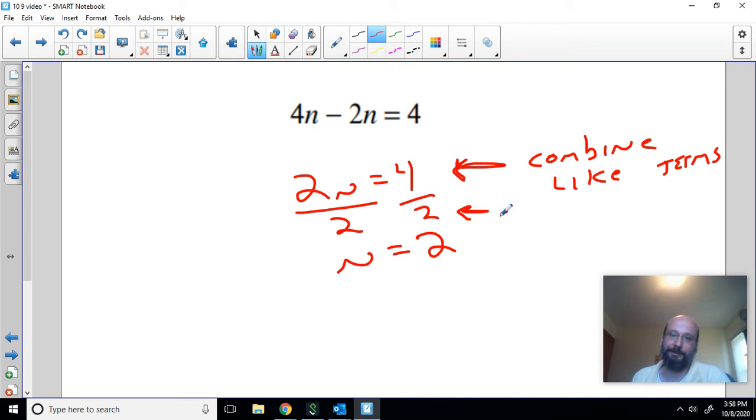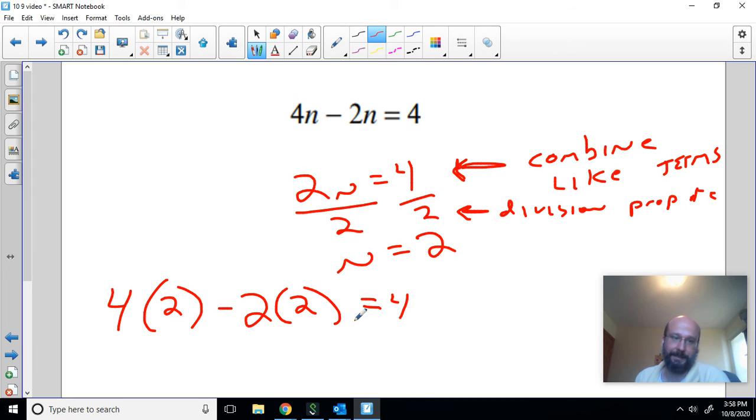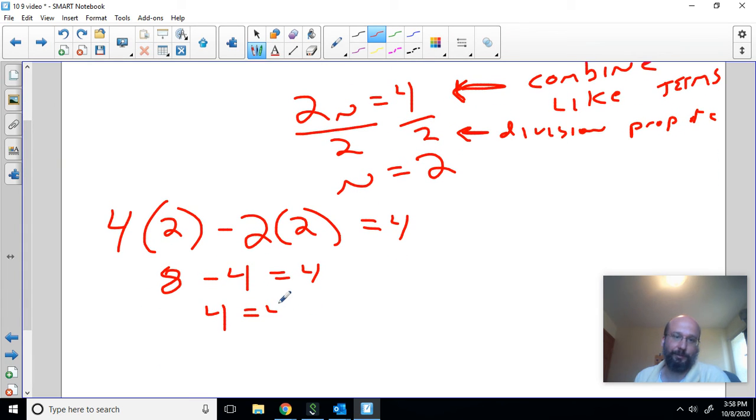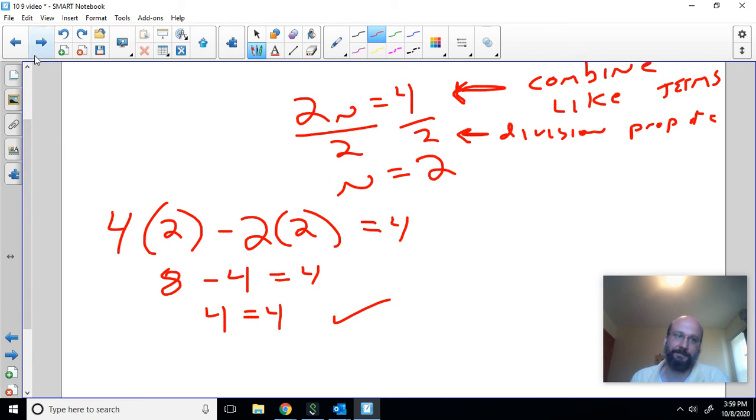And when we divide by 2, that's the division property of equality. And now we're going to take this 2 and put it back in to the original problem, right? N equals 2, so we're going to put 2 back into here. And we get 8 minus 4 equals 4. 8 minus 4 is 4 equals 4. Check. So we checked it. Again, these are the things I want you to do. I want you to do step by step, tell me the property, and then check it.